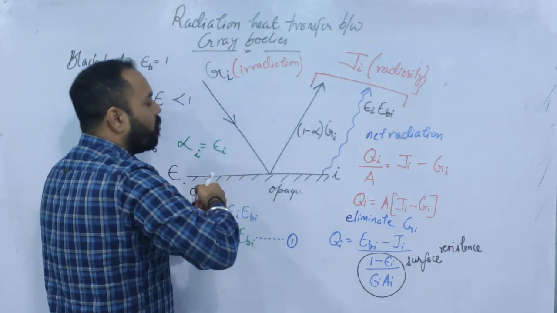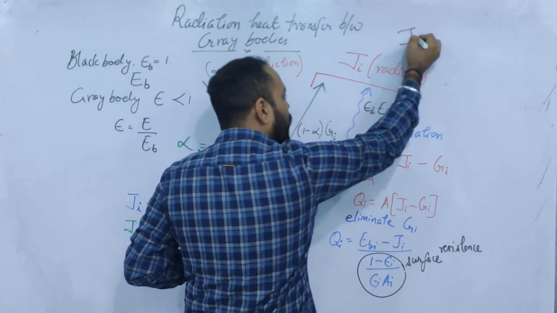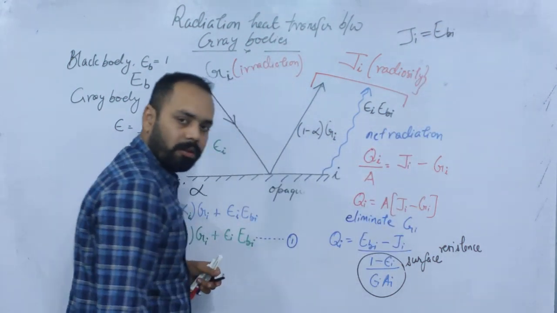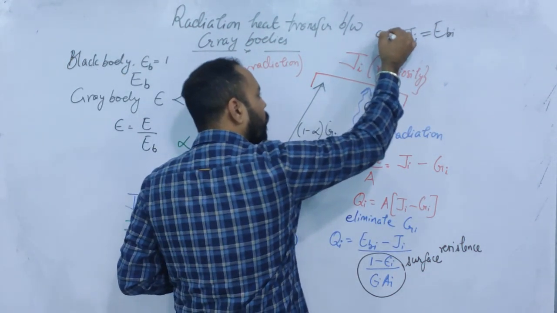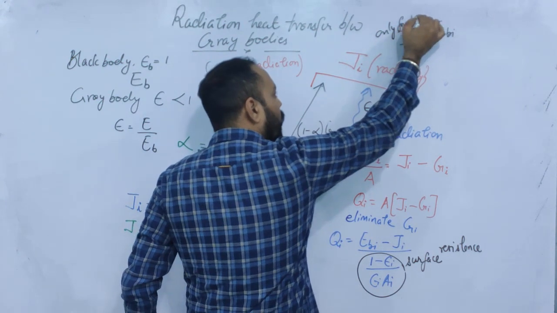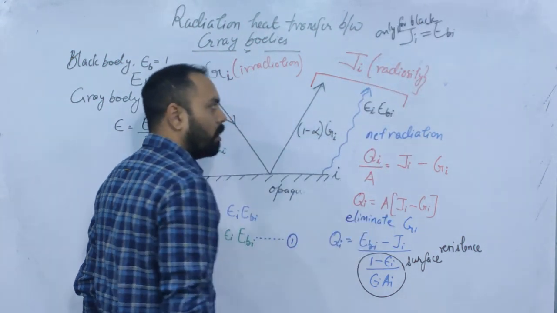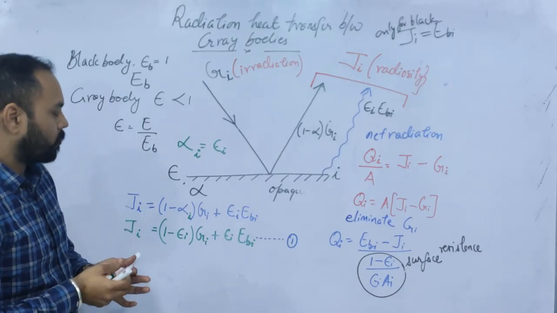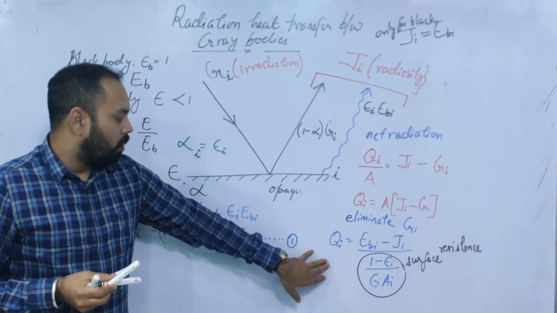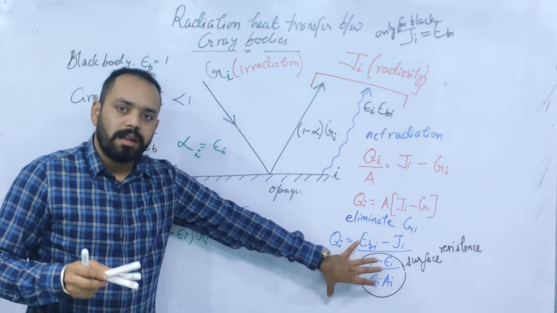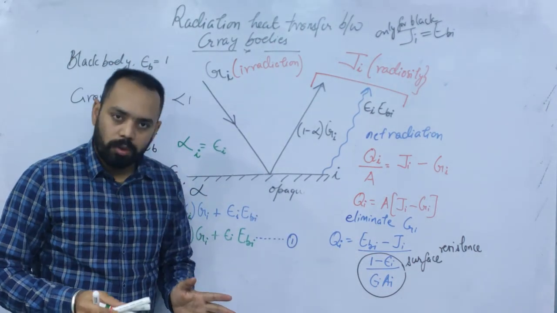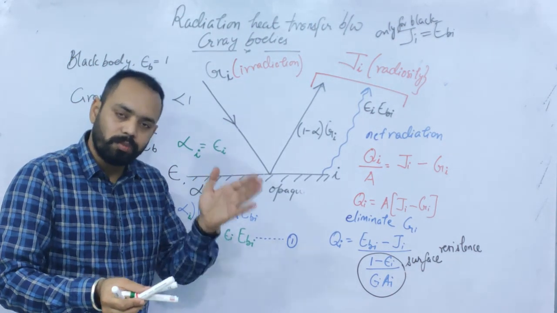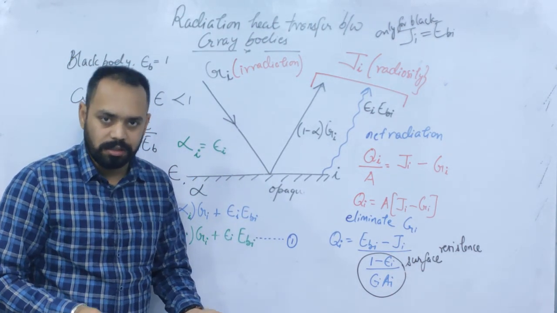So I can say that for a black body, J i is equal to E b i. Only for a black body. Getting my point? Now, this resistance should be considered as a surface resistance for any gray body. Whenever there are two gray bodies, each body will have its own surface resistance.